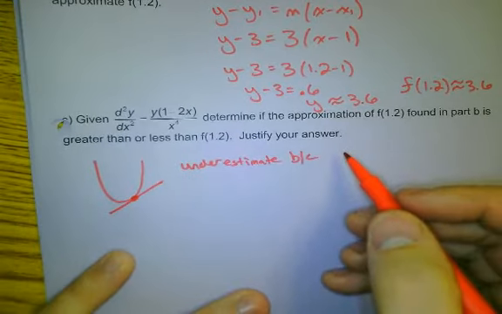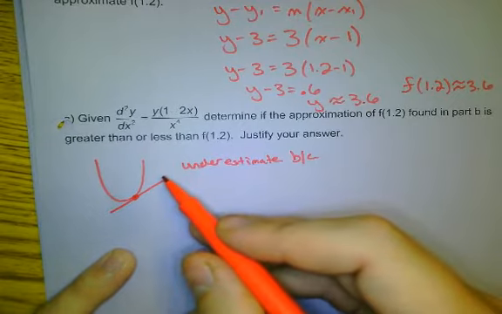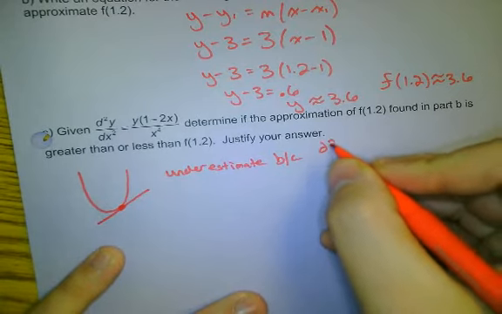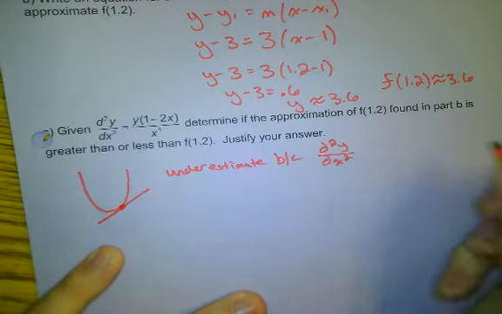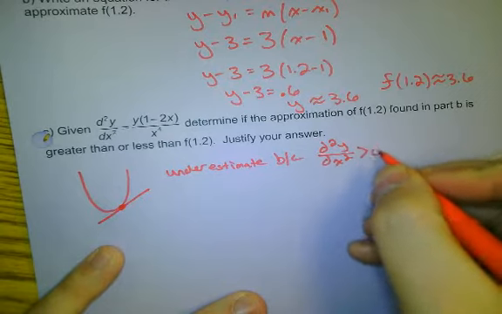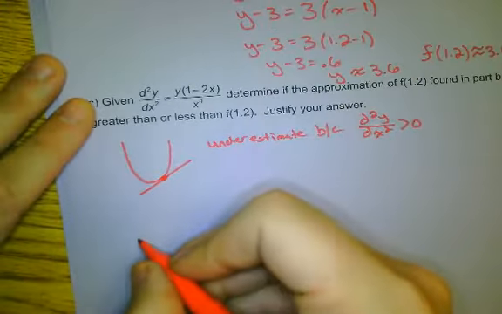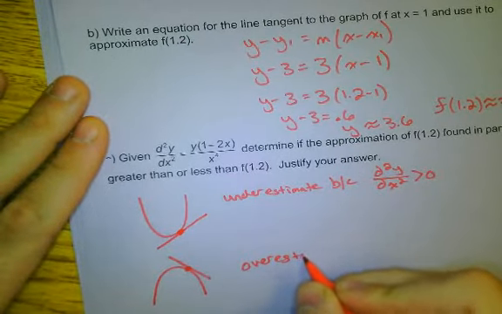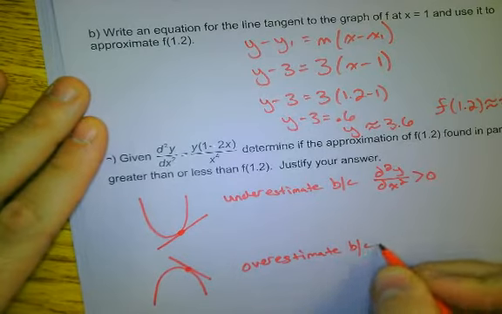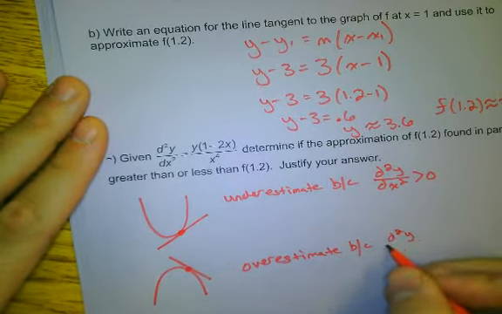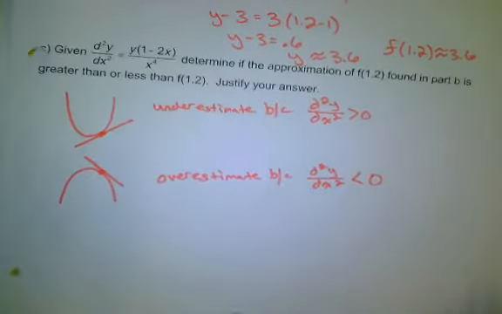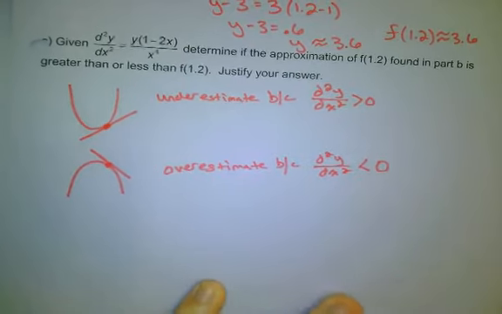So in this case, it'd be an underestimate because concave up, right? Or I'll say it this way, second derivative is greater than 0. What if this thing was concave down? Yeah, so this would be an overestimate. Okay. I didn't do the problem yet. I'm just showing you the notes to it. So let's do this problem now.